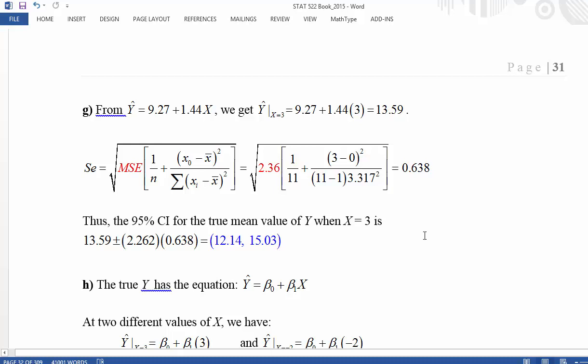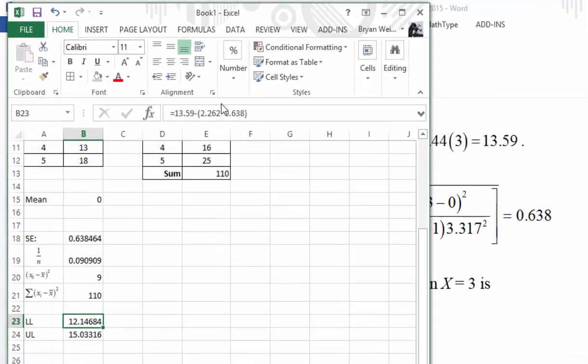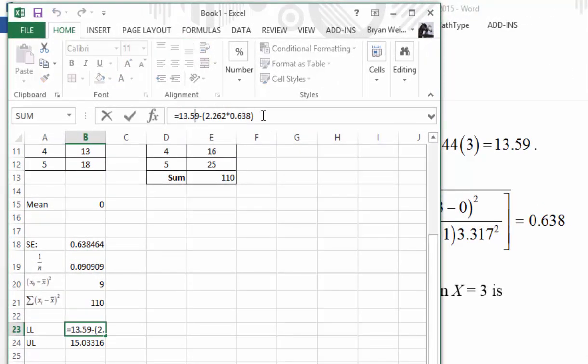So now we want the confidence interval. And that is going to be this value, our y hat, plus or minus 2.262 times 0.638 for the standard error. And we're going to get these values. So if we'd like to check that quickly in Excel, here you can see I have my formula, and you hit enter, you get 12.14. Similarly, change that to a plus, and 15.03.